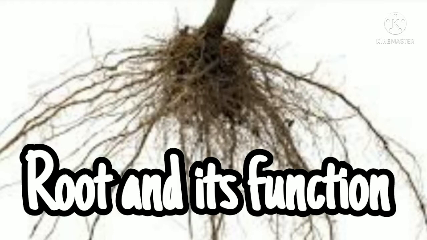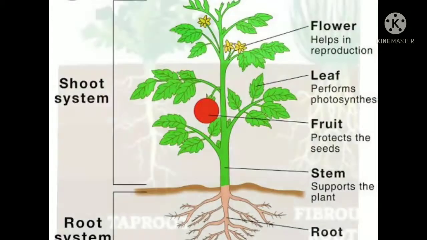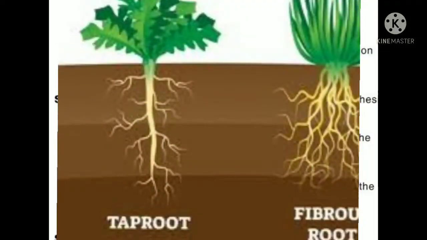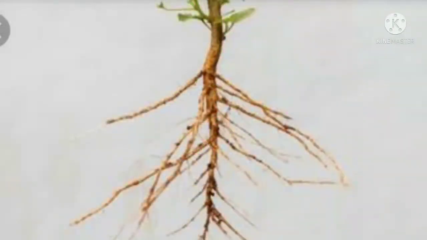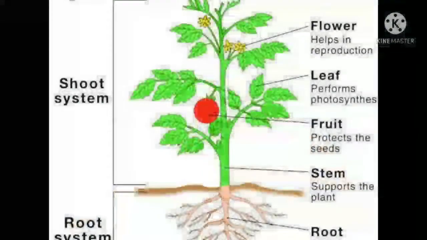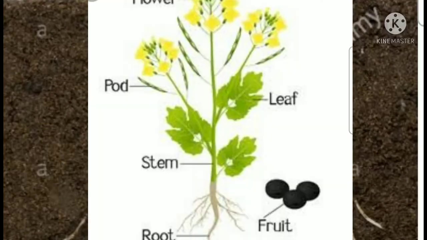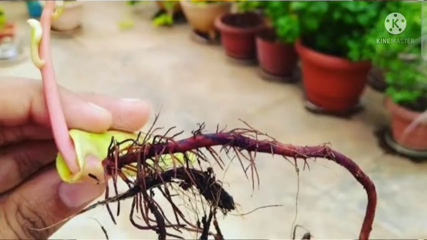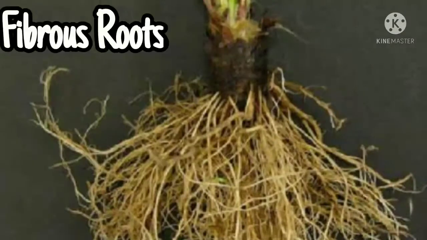There are two types of roots, taproot and fibrous root. Now we will see the taproot. Some plants have one main root growing from the end of the stem. From this main root, many smaller roots grow out. The main root is called taproot. Plants like bean, mustard, sunflower, mango, etc. have a taproot.